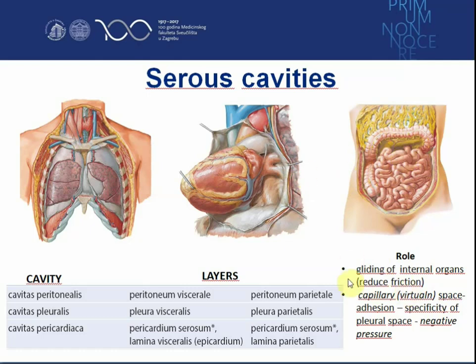Their role changes depending on the space. In addition to the previously mentioned role in peritoneal organ gliding and reducing friction, the serous lining of the thoracic cavity has an important role in expansion of the lungs during respiration due to the negative pressure between its layers.